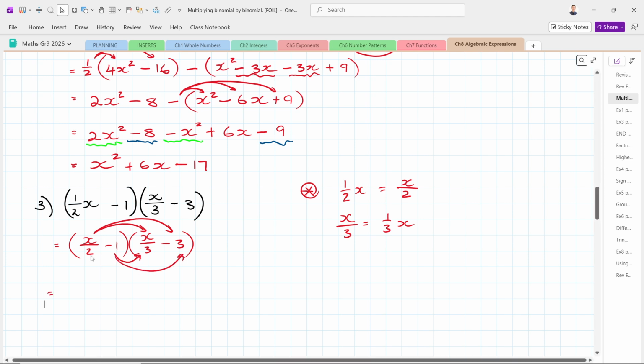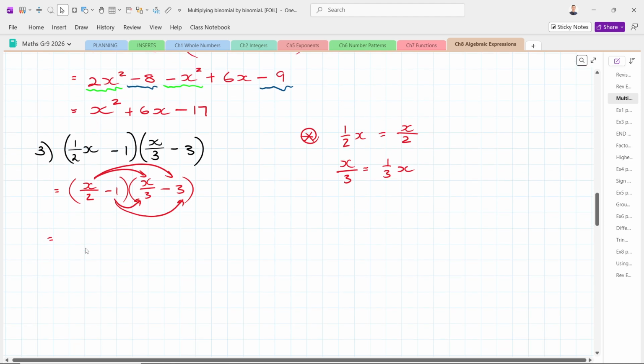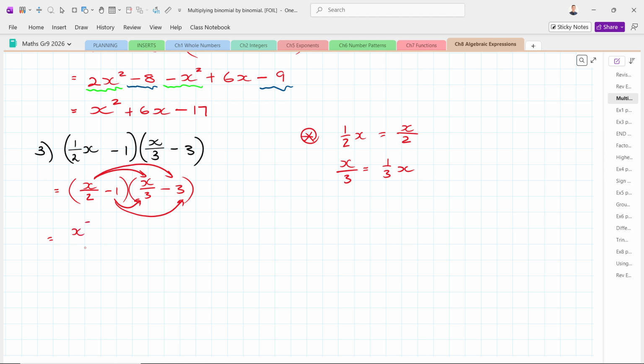Now, x over 2 times x over 3. Multiplying fractions, we multiply the numerators and multiply the denominators. So x times x gives me x squared. 2 times 3 gives me 6. X over 2 times a negative 3. If you multiply a whole number by a fraction, you just multiply the numerator by that. So positive times negative is negative. 3 times x is 3x, and that will still be all over 2.